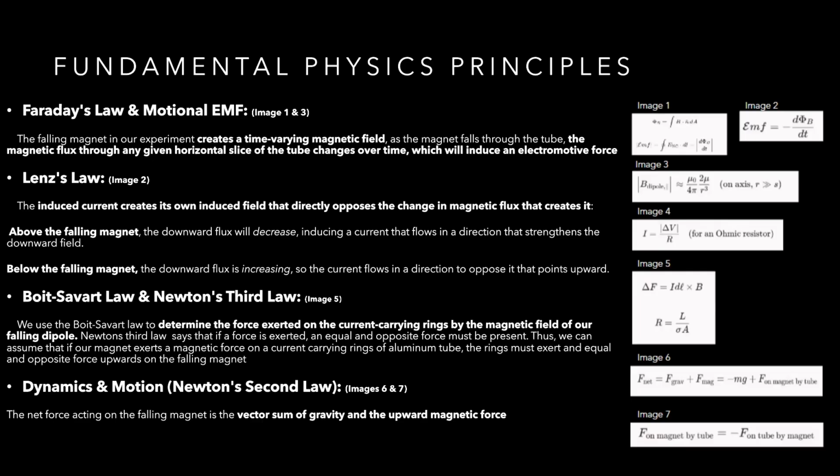We also use the Biot-Savart law and Newton's third law. We use the Biot-Savart law to determine the force exerted on the current carrying rings by the magnetic field of our falling dipole. Newton's third law says that if a force is exerted, an equal and opposite force must be present. Thus, if our magnet exerts a magnetic force on a current carrying ring of aluminum tubing, the ring must exert an equal and opposite force upwards on the falling magnet. And then, of course, we use dynamics and motion, Newton's second law, which sums all forces together. So with the counteracting force and the gravitational force, everything should sum to zero.